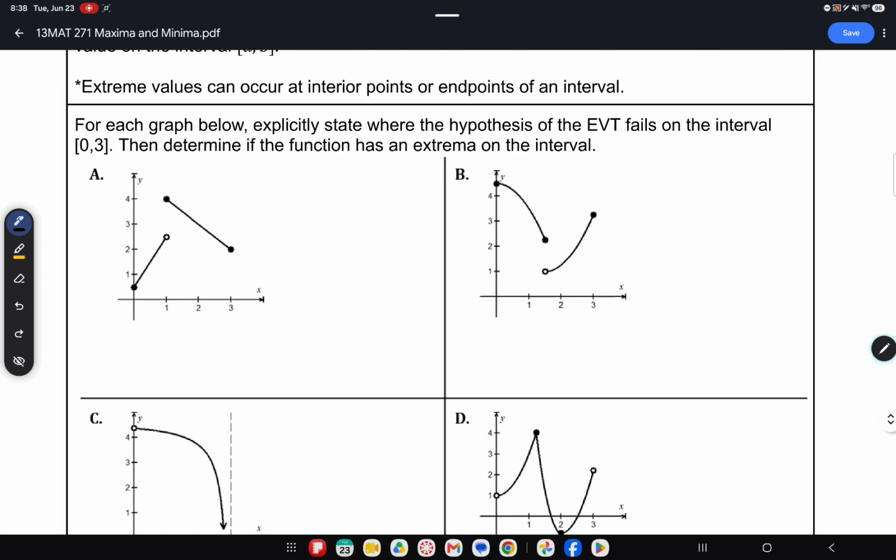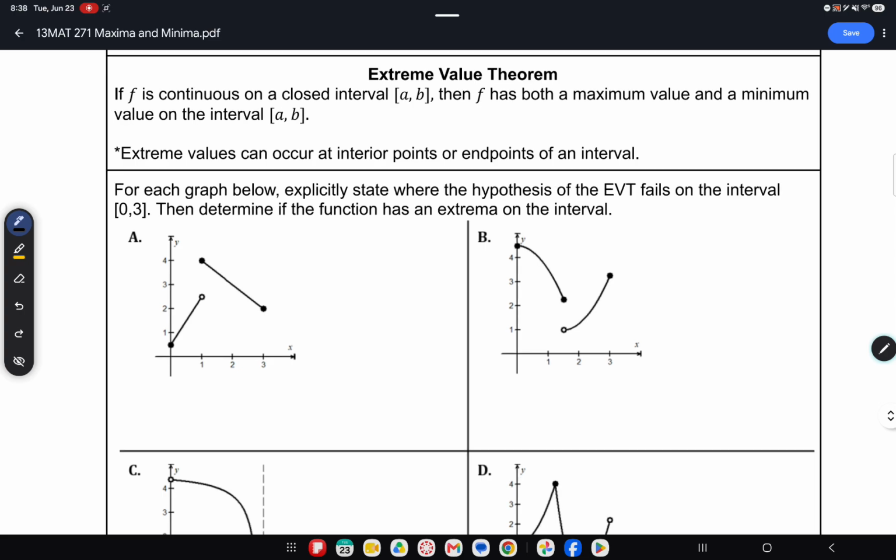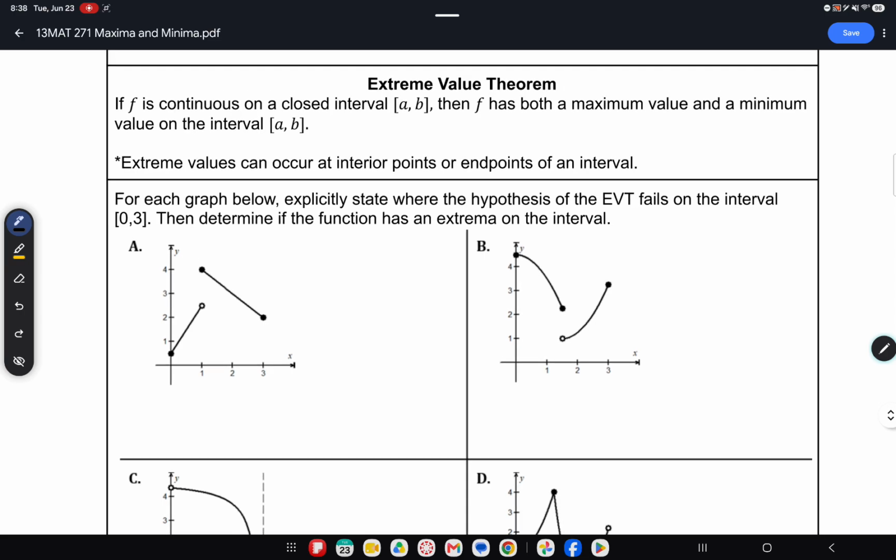All right, let's look at some examples for each. The graphs below explicitly state where the hypothesis of the EVT fails on the interval 0 to 3, and then determine if there's any extrema on the interval. So the hypothesis in an if-then statement is the if part. So if f is continuous on the closed interval, from 0 to 3, not continuous at x equals 1. So it fails that first part, right?